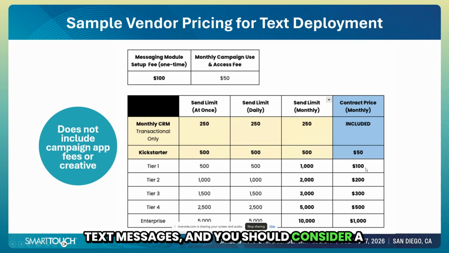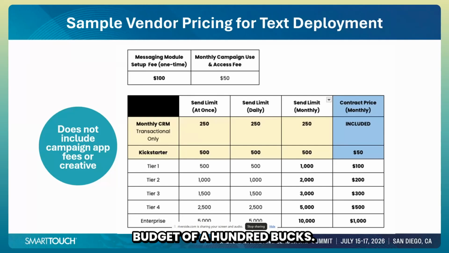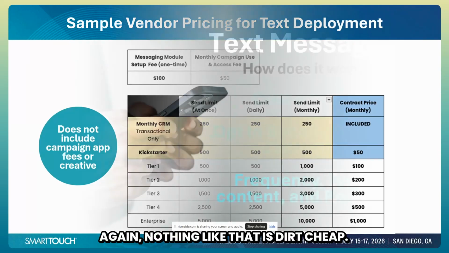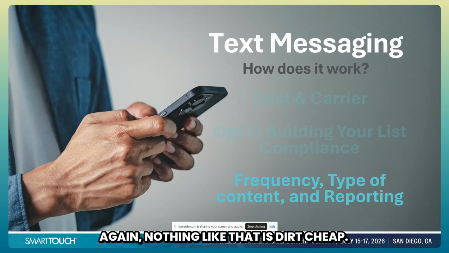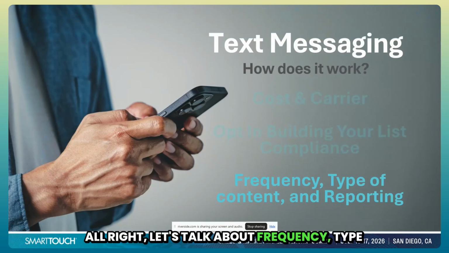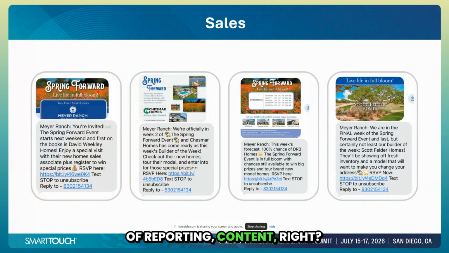You should consider a budget of $100. Again, nothing. Like that is dirt cheap. All right, let's talk about frequency, type of reporting, content, right?